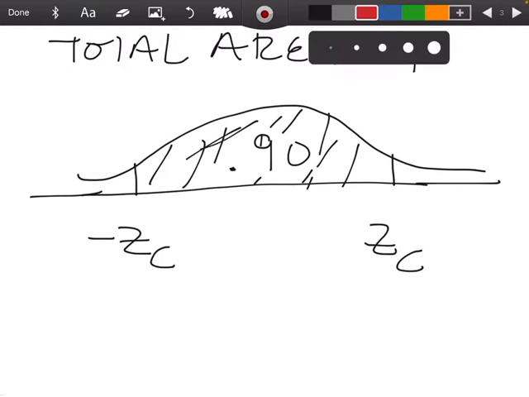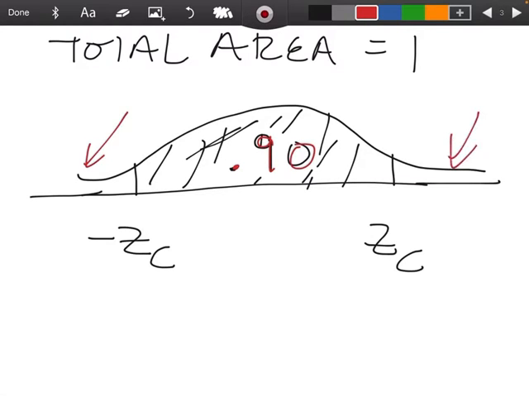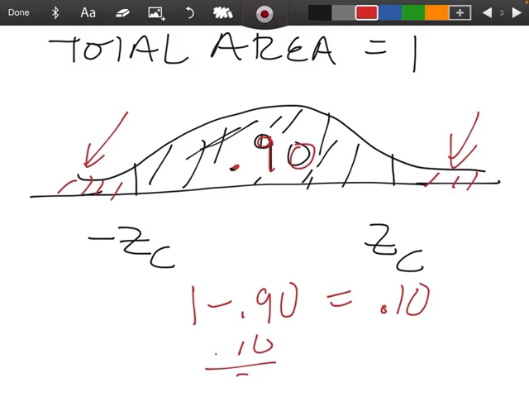So if this here in the middle is 0.90, then I'm going to have some area left over. The way I can figure that out is 1 minus 0.90, which leaves me with 0.10. That 0.10 is going to be evenly distributed here and here. So if I take 0.10 and divide it by 2, I get 0.05. So the area here is 0.05 and the area over here is 0.05.